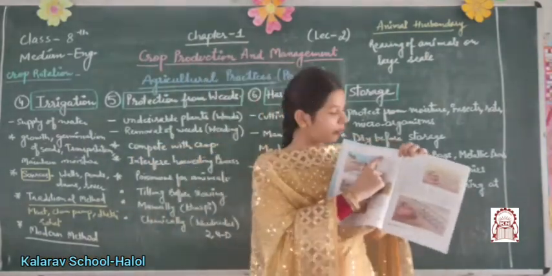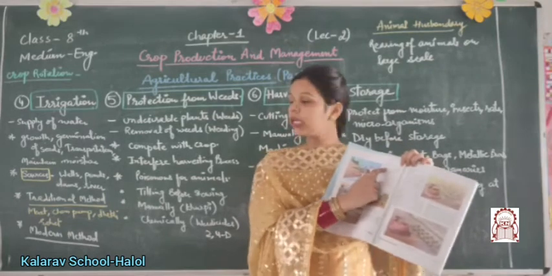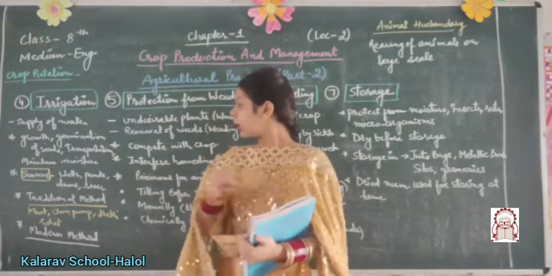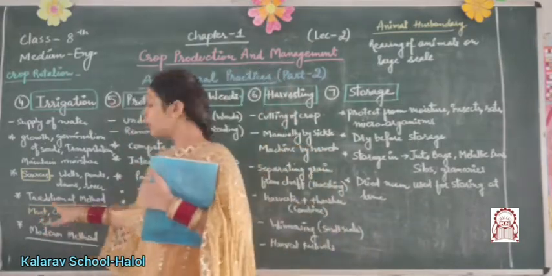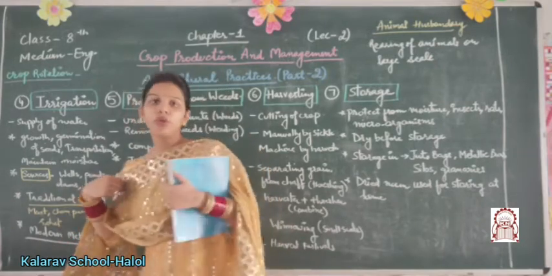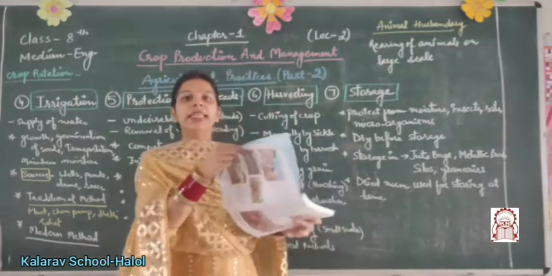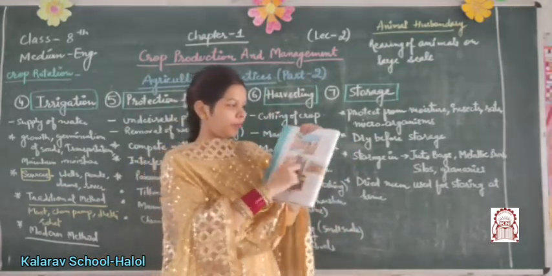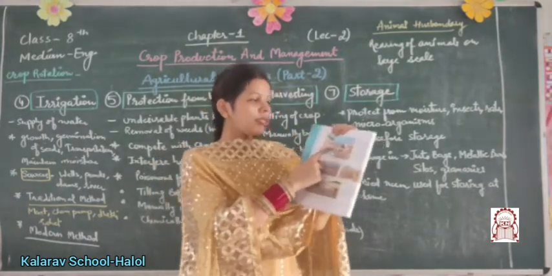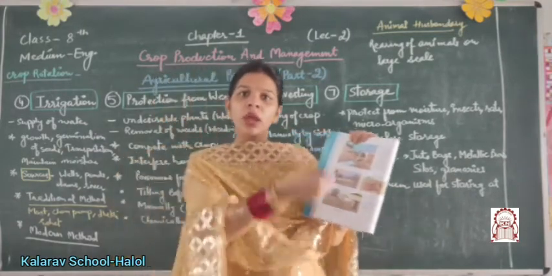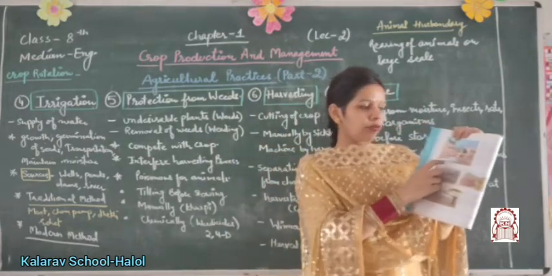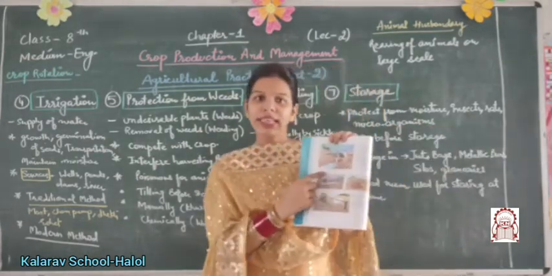You can see the traditional methods of irrigation. There are 4 traditional methods of irrigation. Number 1, moat. Number 2, chain pump. Number 3, dhekli. And number 4, rahat. We can see these methods on this page. Number 1, moat. That is pulley system. What does it mean? You can draw the water with the pulley from the well and supply the water to the crop, as you see in the picture.